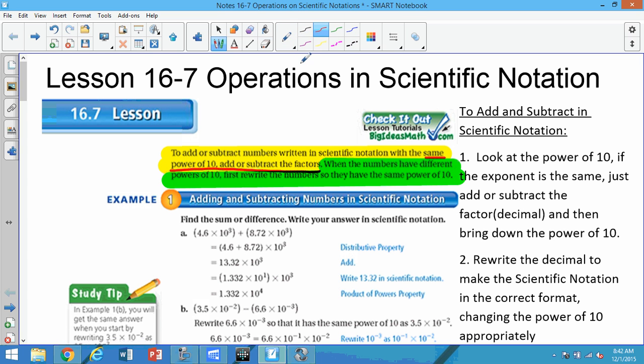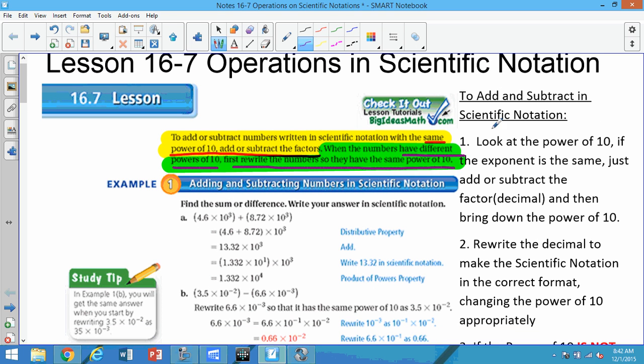So you're going to manipulate those numbers to make them the same power of 10. And then at the end, you have to manipulate it back to make it the correct form of scientific notation. So there's a lot going on here, and it is not always that simple.